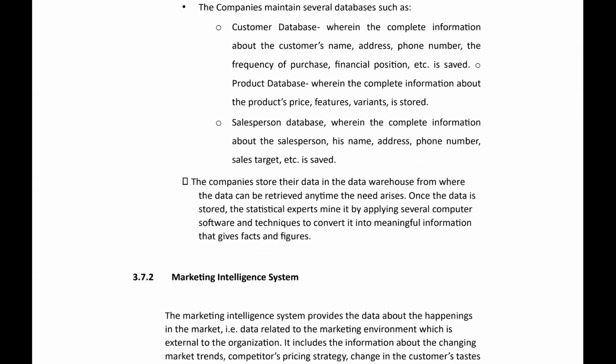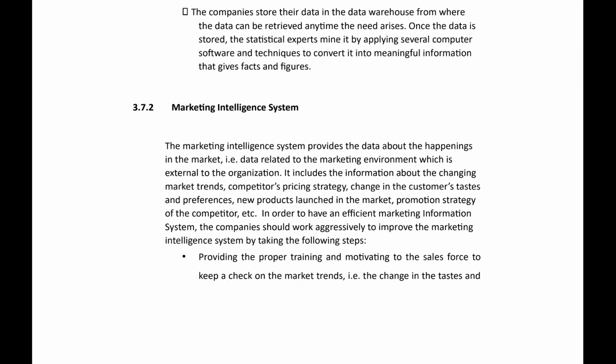Very important. The marketing intelligence system under this unit is there to provide the data about the happenings in the market, right? That is the data related to the marketing information environment, which is external to the organization. It includes the information about the changing market trends: the competitors' pricing strategy, the change in the customers' tastes and preferences, the new products launched in the market, the promotion strategy of the competitors, among others. Those are some of the things included in this information.